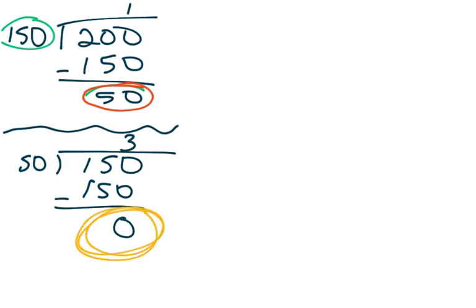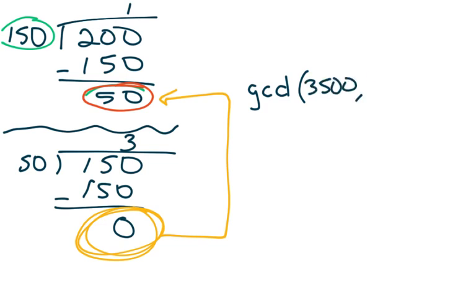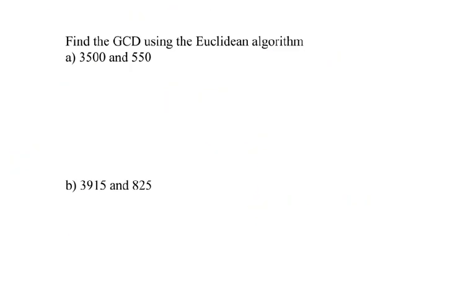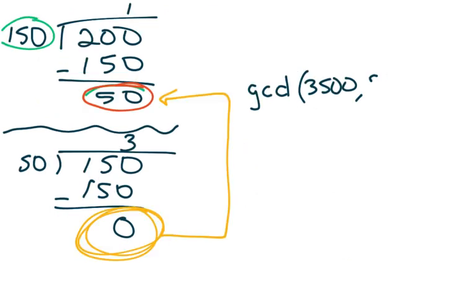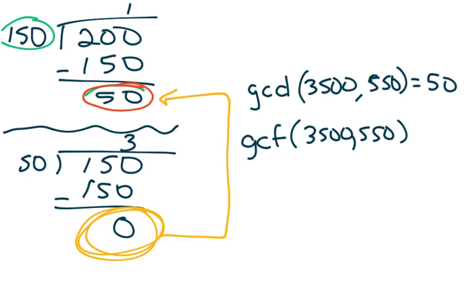As soon as you have a 0 as a remainder, we are going to look to the previous remainder. The previous remainder is the greatest common divisor or the greatest common factor. So the greatest common divisor of 3,500 and 550 is 50. We can also, again, call it the greatest common factor. Those two are equivalent terms in this case.